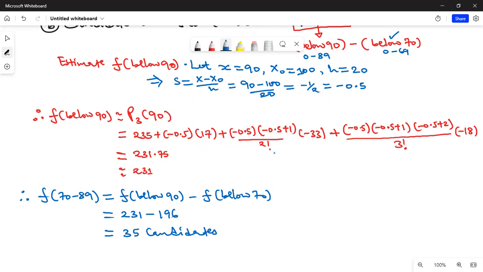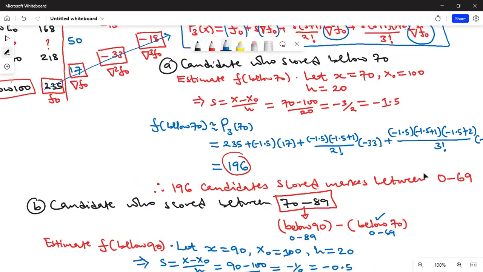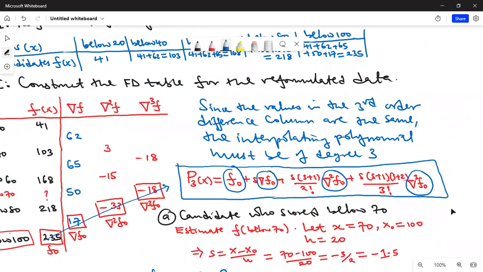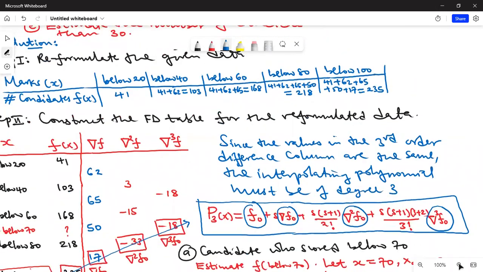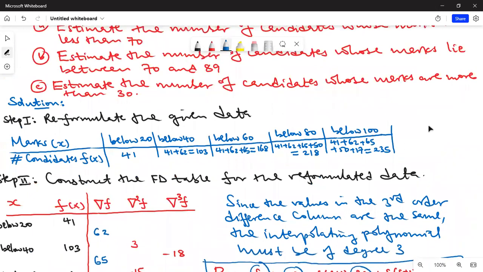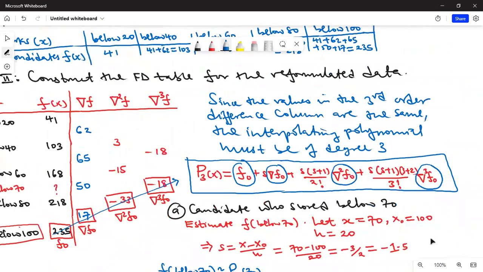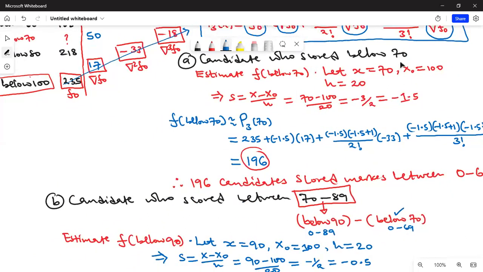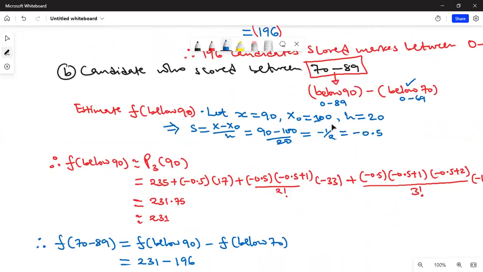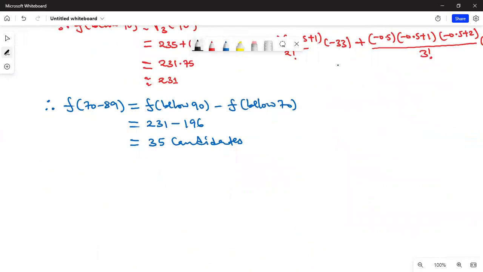Lastly, part C. We need the students who scored marks more than 30 and above. So what does it mean? Let me take you back to the question. Candidates whose marks are more than 30. So this is what we are going to do. You write part C, candidates whose marks are more than 30.